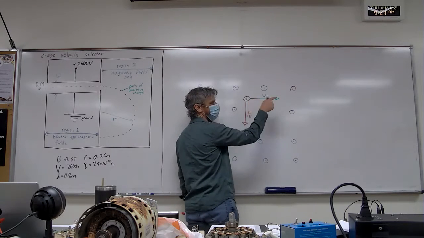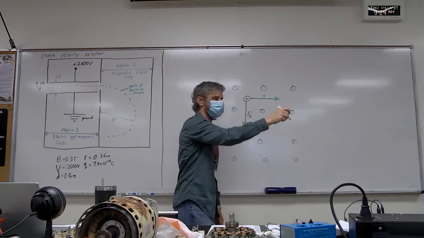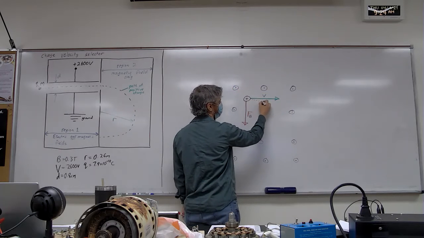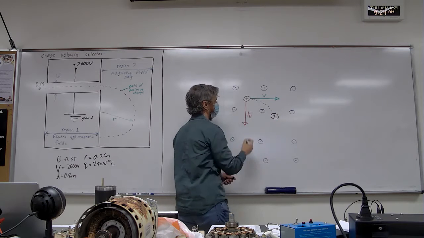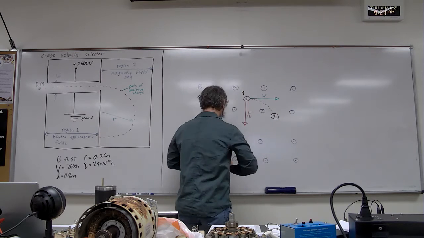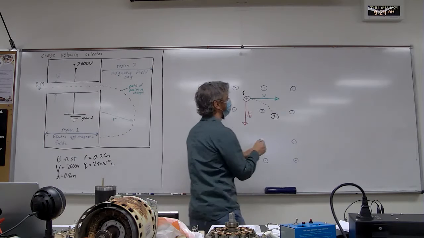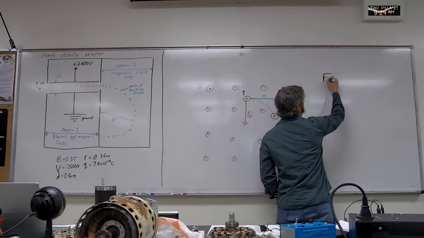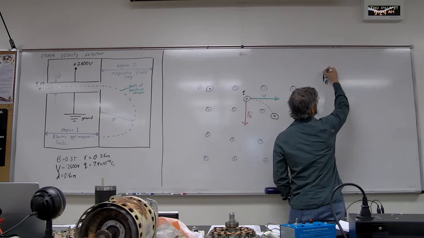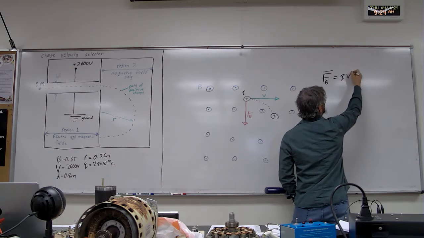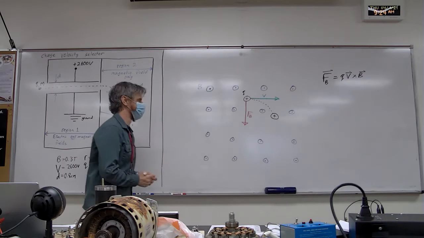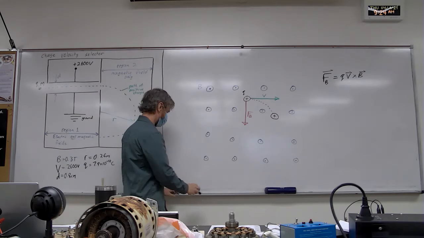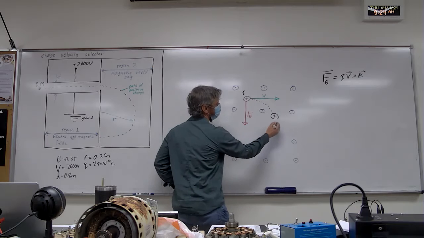And so it's going to still be moving to the right, but it's going to start curving down. Okay. So when it's here, remember this is charge Q. And remember what we're doing here is calculating the magnetic force direction using the cross product given by this equation. And so now it's going to be moving down and to the right.